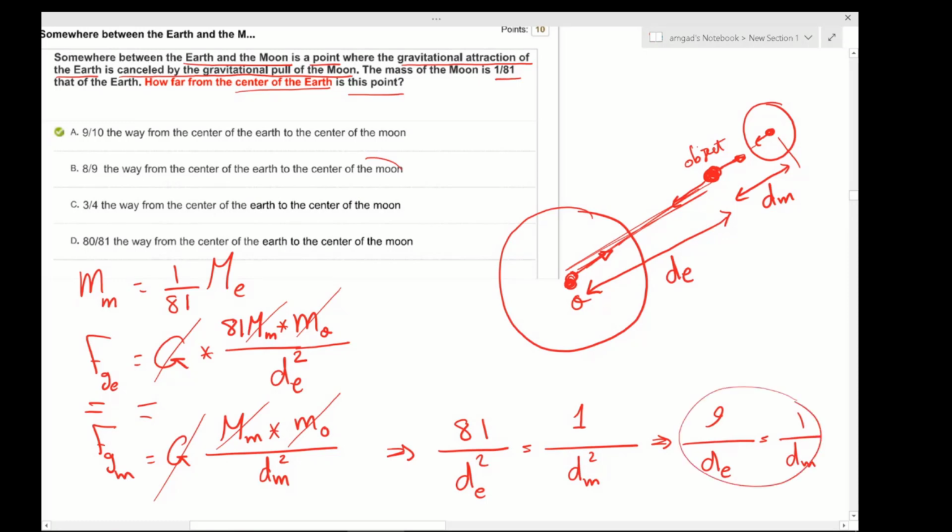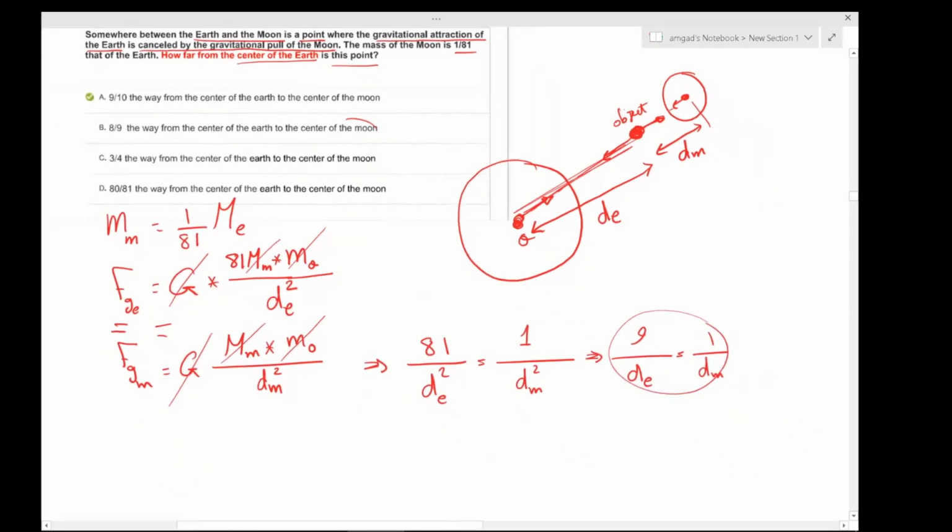So let's rewrite it again. Flip everything, or I can say the distance from the Earth equals 9 times the distance to the Moon. So the distance from the Earth here is 9 times the distance to the Moon.